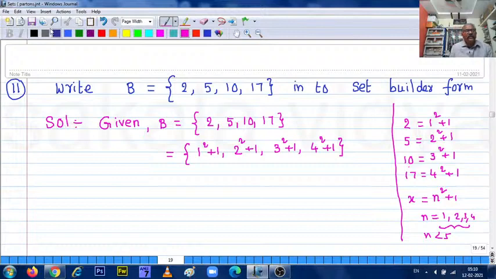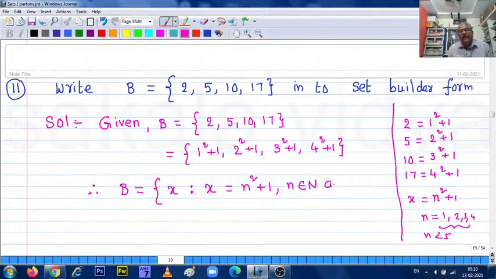Okay, so now we can write like this, the set builder form for this one. B equals x such that x equals n square plus 1, and n is a natural number. n belongs to N, this symbol is belongs to. And what is the condition? n must be less than 5, which means 1, 2, 3, 4.